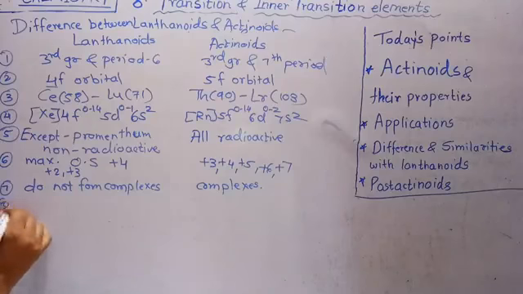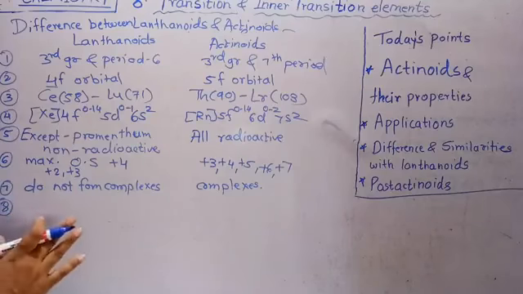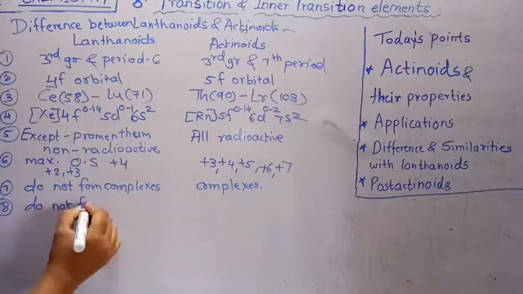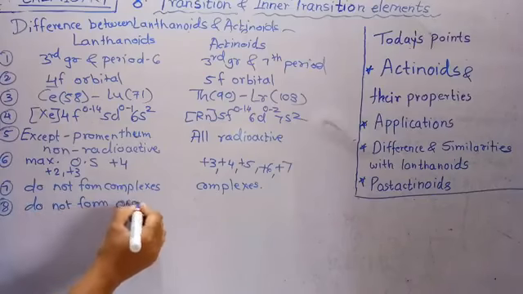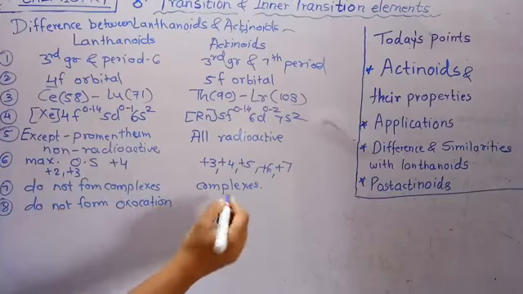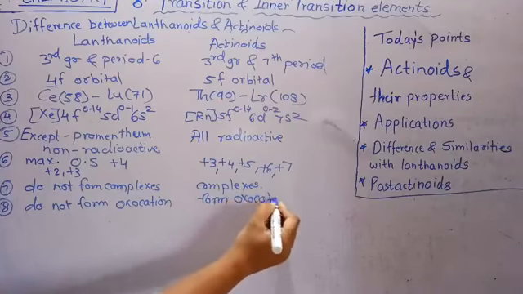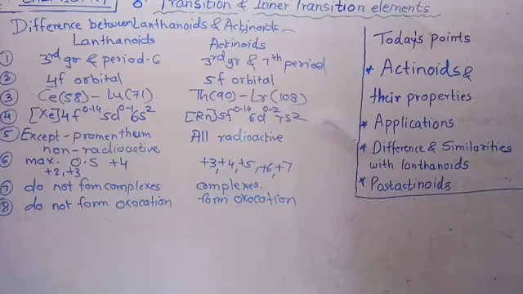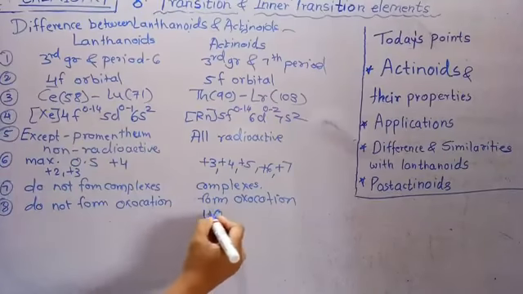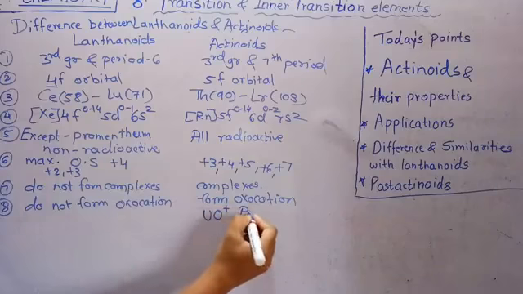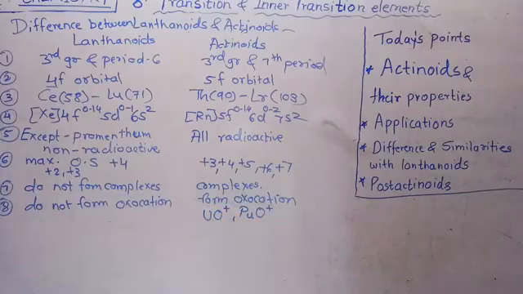Then next, lanthanoids do not form oxocations, but actinoids form oxocations. There are one or two examples of oxocations of actinoids: from uranium, UO2+, then plutonium also forms an oxocation, PuO2+. Then there is a last difference.